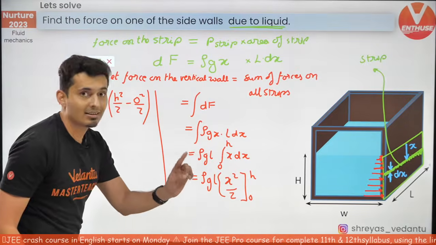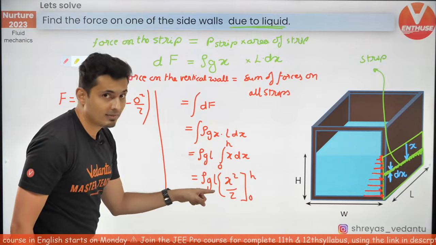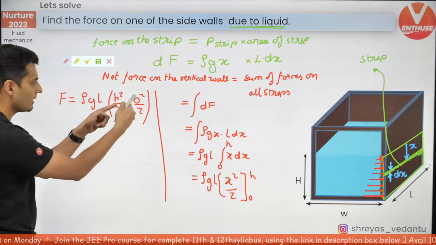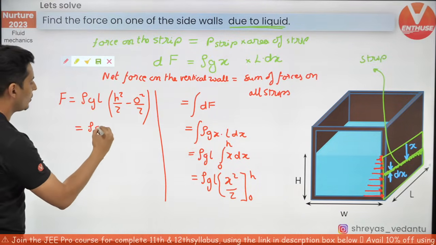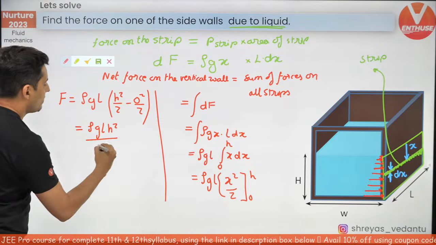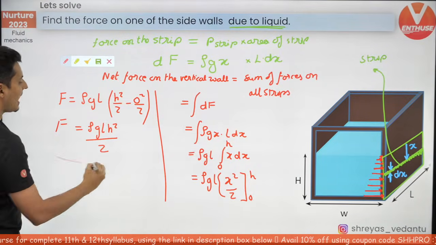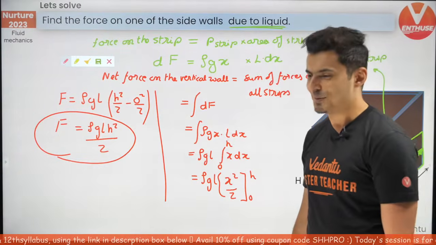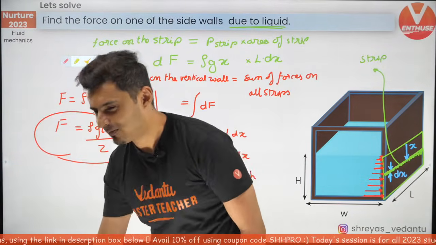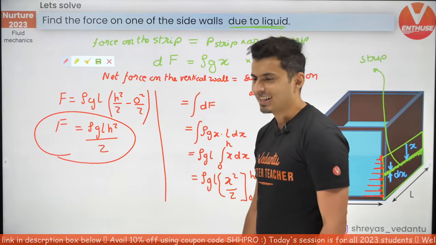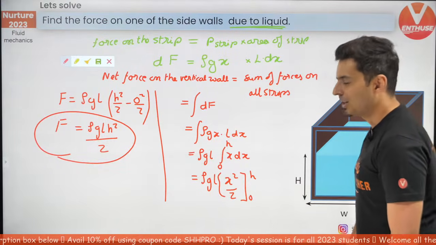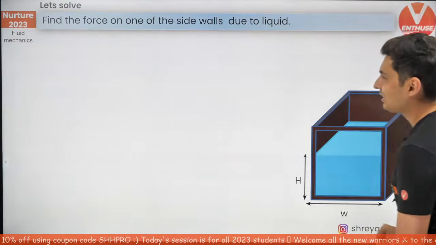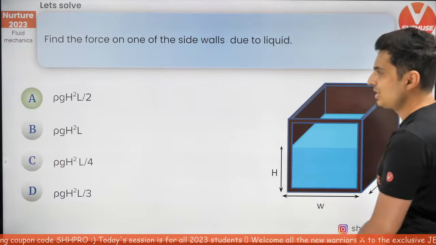That's how you do the definite integration. You put h over here, then you put 0 over here, and then subtract both of them. So this is just going to be rho g L h square by 2. This is the force acting on the wall. Perfecto, Srishti. Very good, Roshni. Excellente, Arjun. You guys got the limits. So that's how you involve integration in fluids, and that's the answer, option A.